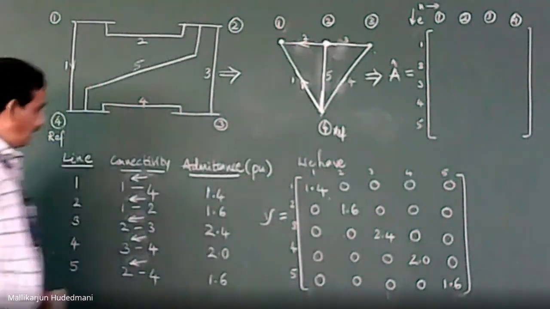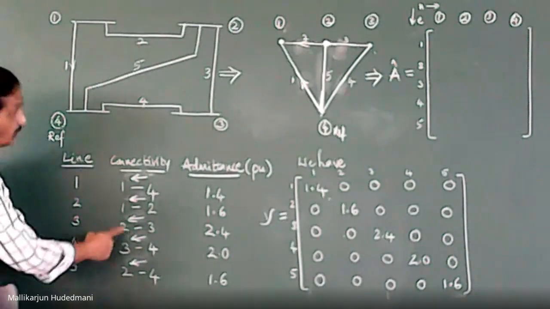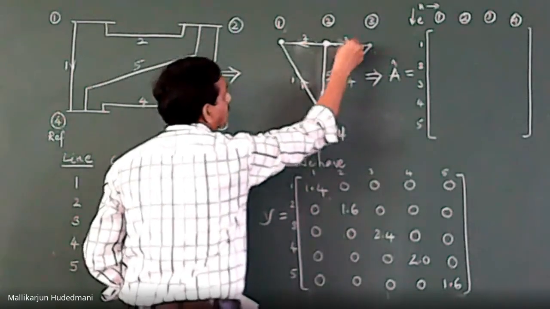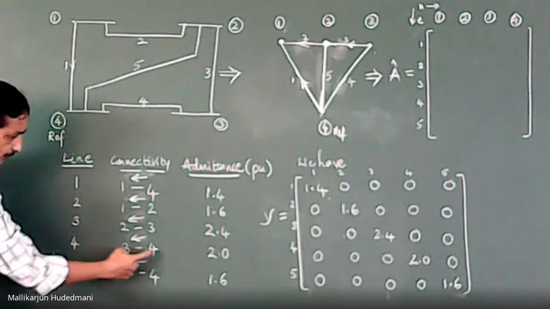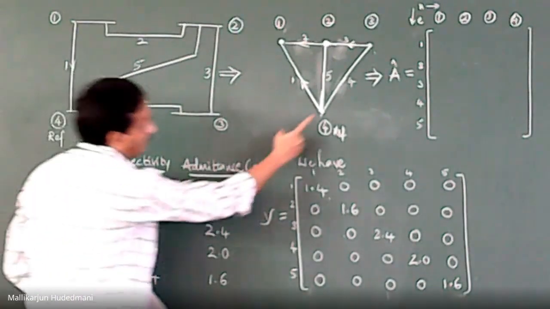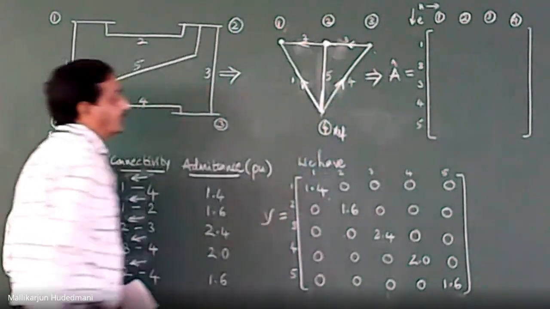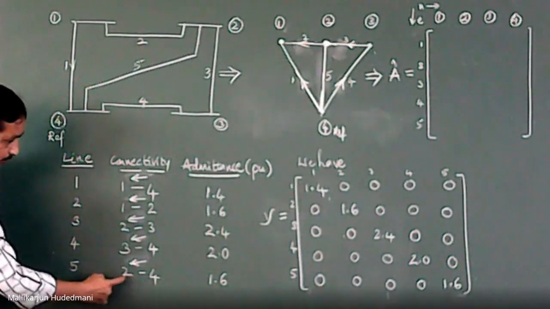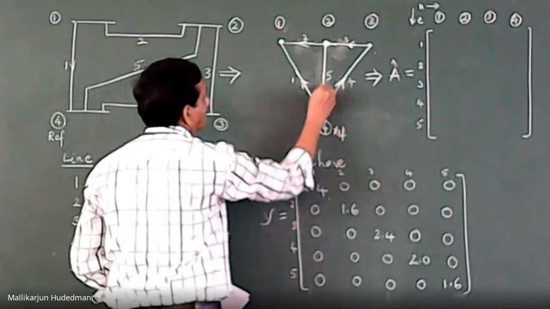Is it okay? Then 3 to 2. 3 is here, 2 is here. Okay? Then 4 to 3. 4 is here, 3 is here. So 4, 3. Then last is 4, 2. 4 is here, 2 is here.